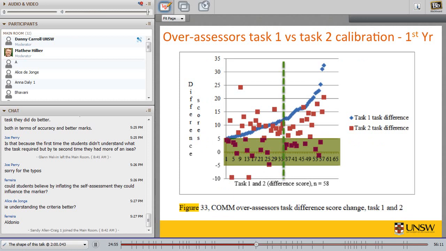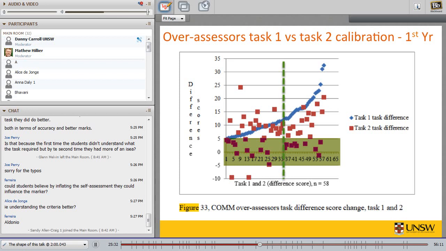So in this particular graph here, we have the over-assessors. It's a little bit busy. The blue line is the over-assessors' task 1 difference score. There's about 60 students here, and in task 1, this student predicted that they would get a mark about 30 marks higher than they got. The red squares are their difference scores from agreement with the marker in task 2. And the green area is the accurate range, from -5 to 5 away from the marker.